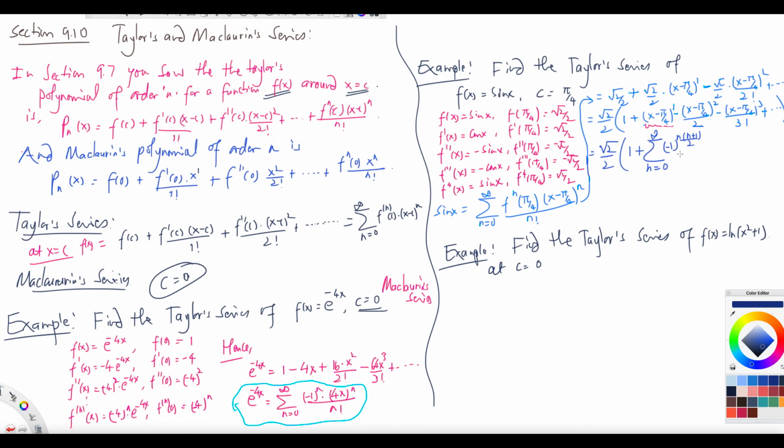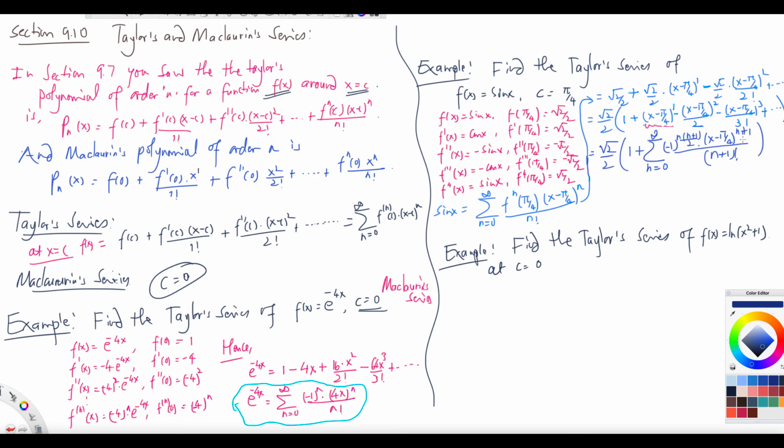If you do that, what do you get? If you plug in n equals 0, negative 1 to the 0 will be positive. The first term will be positive, right? And then let me write down what goes with it. You can write that as x minus pi over 4 to the n plus 1 divided by n plus 1 factorial.